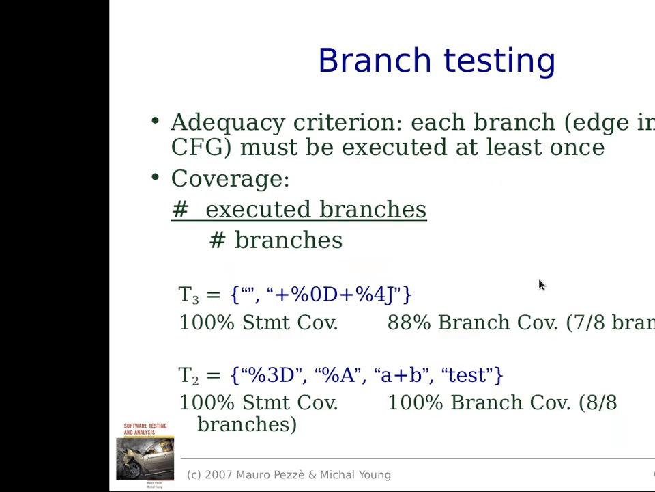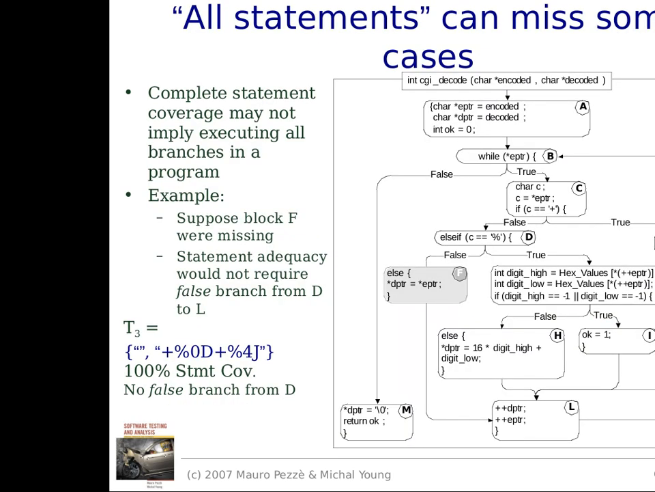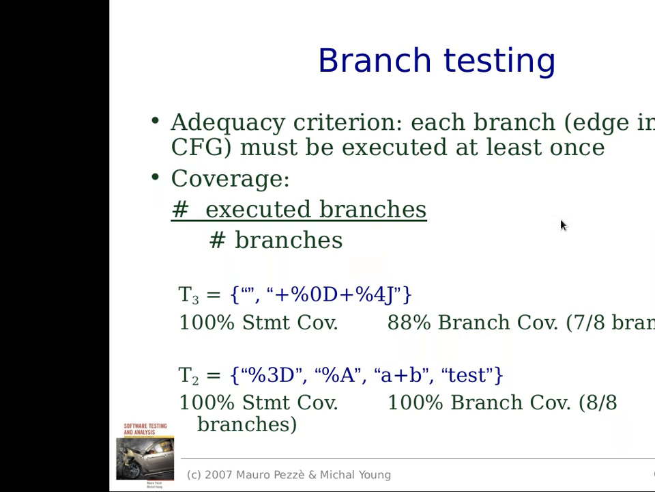And this is where branch testing comes in. So here we're going to have each branch. This is the edges of your control flow graph, so every true, false, whatever you can branch like that. You want to make sure that each branch is covered. So number of executed branches over branches. So here 100% statement coverage over the previous one, but only 88% branch coverage because it missed a branch.